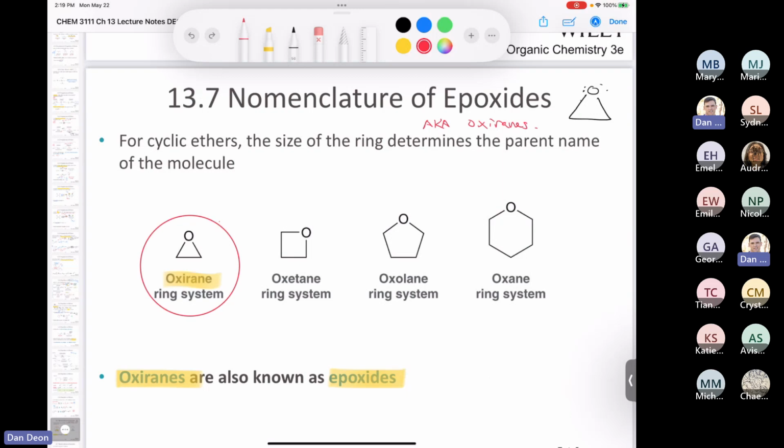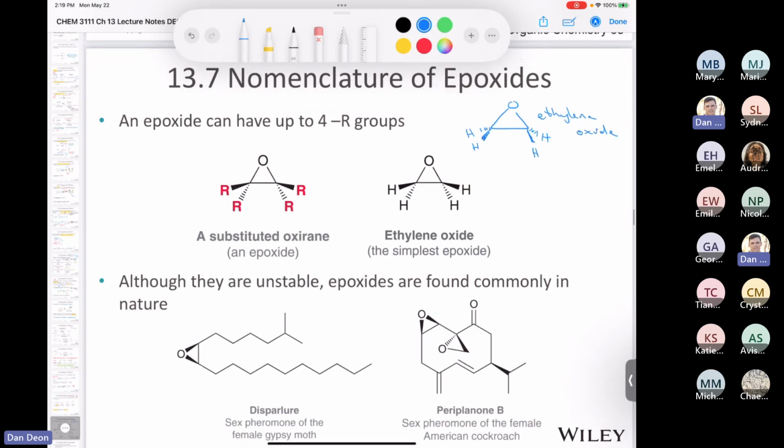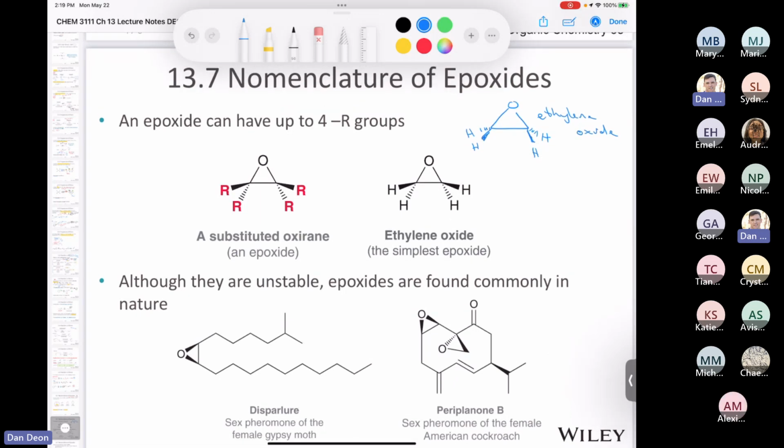Both are acceptable. And if we look at an epoxide, it can have up to 4 R groups, right? Because if you look at ethylene oxide, or oxirane, so we call this ethylene oxide, it has 1, 2, 3, 4 hydrogens, and so it can, of course, accommodate up to 4 R groups. I didn't even realize that ethylene oxide was on there. My mistake. Anyhow, the epoxide can have up to 4 R groups.